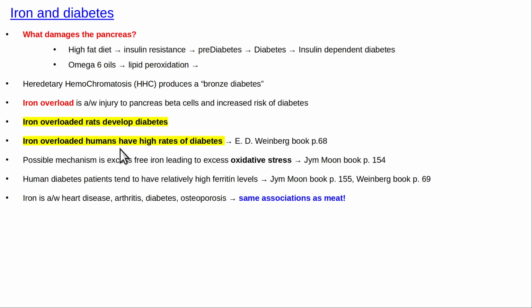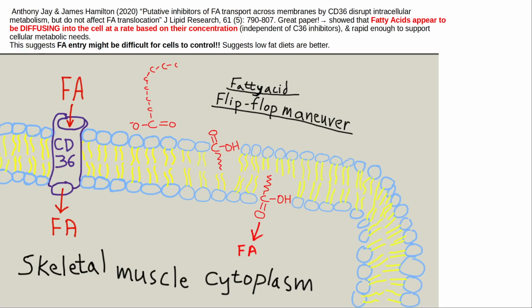Iron overloaded humans have increased rates of diabetes. High serum ferritins will be associated with increased risk of diabetes. There are several ways that it could contribute to this. It could be from oxidative stress contributing to it. Let me get into some of the papers here in just a moment. We've seen some of these before. I've given multiple lectures on diabetes. I have an entire playlist of lectures on diabetes.